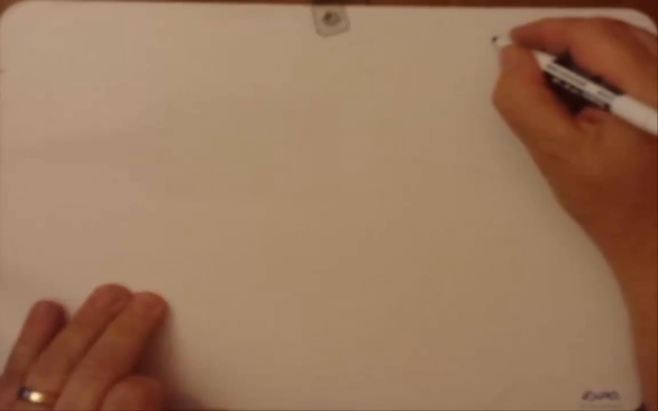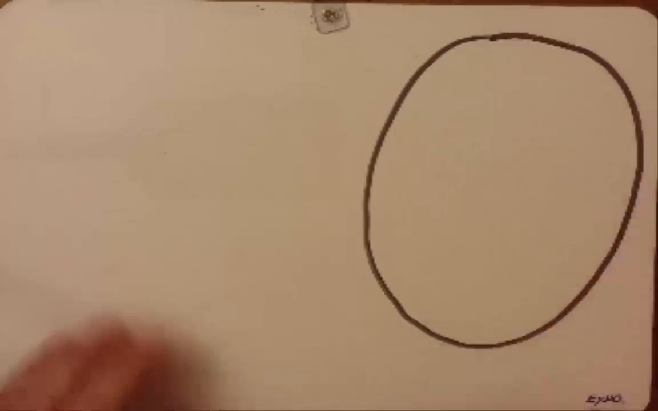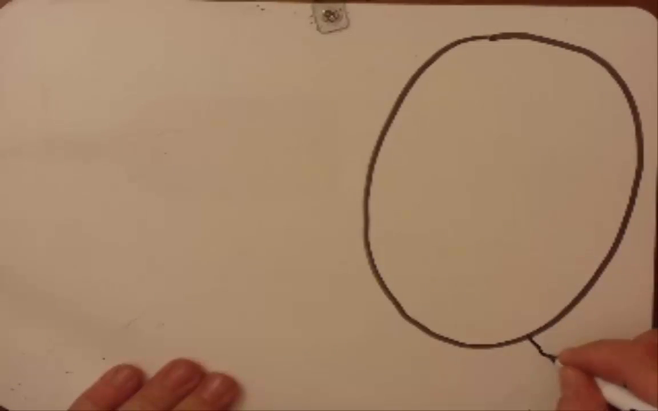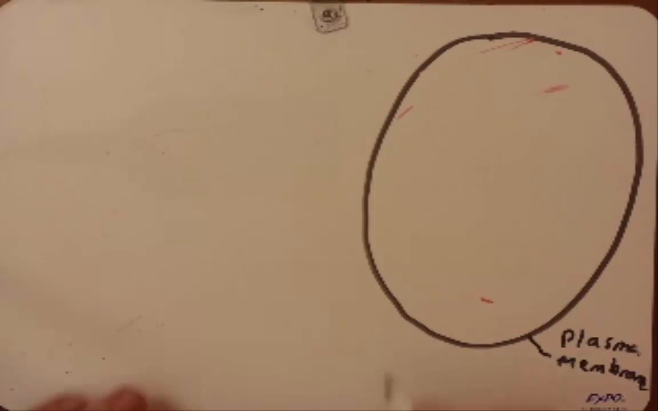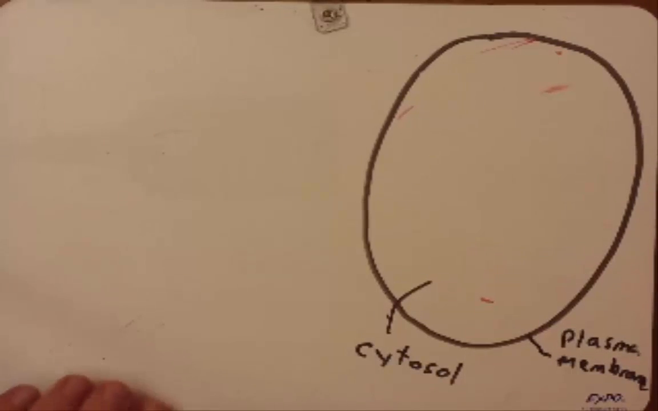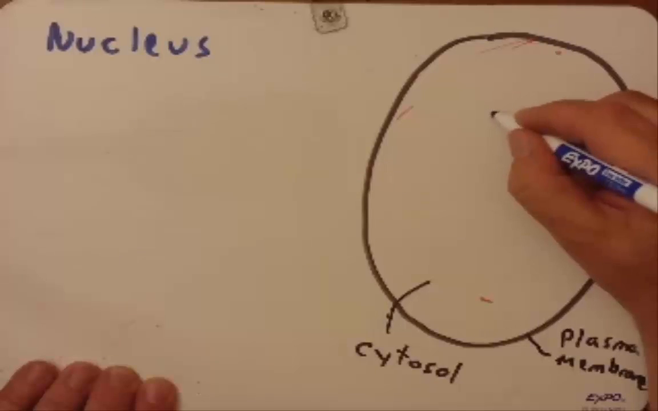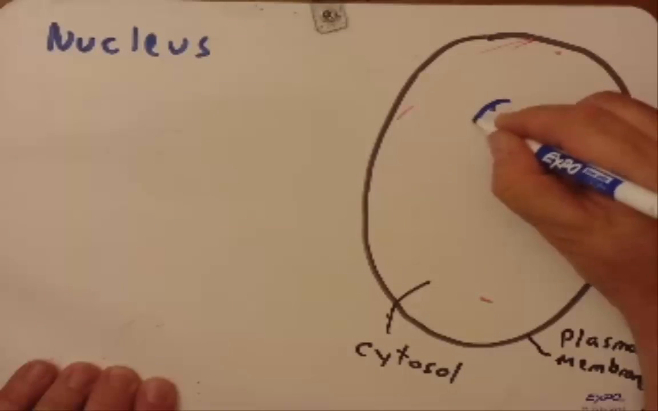Now, as we go through each of the parts of the cell, what I'm going to try to do is maintain this large cell over here. We've already talked about the plasma membrane, so let's put that in here. And we've also talked about the cytosol. The first organelle we want to talk about is the nucleus. And let's go ahead and put the nucleus right here.